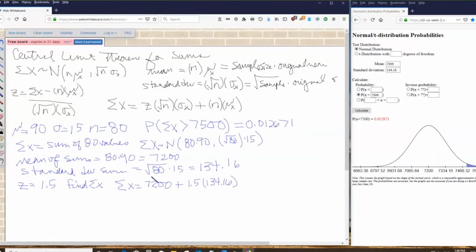And then you multiply these two together, add it to the mean, and that is going to give you a value of 7401.24. So this is your x value, where z is 1.5 standard deviations above the mean. Okay.